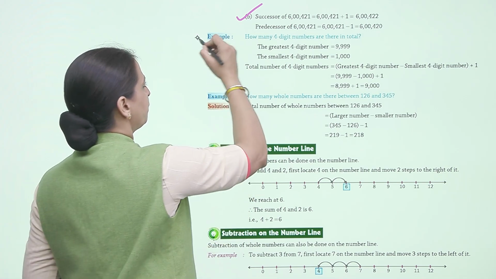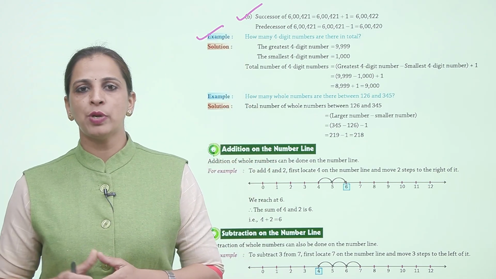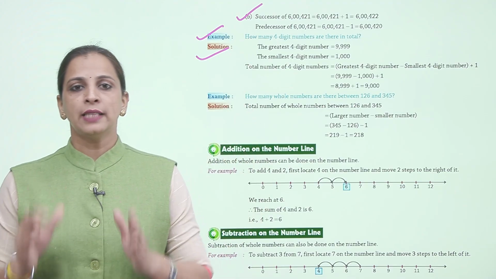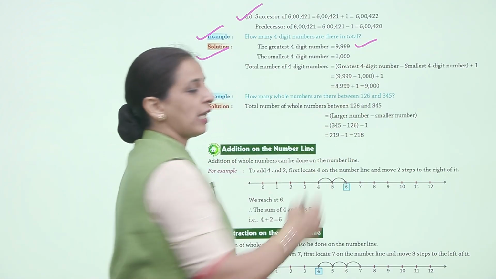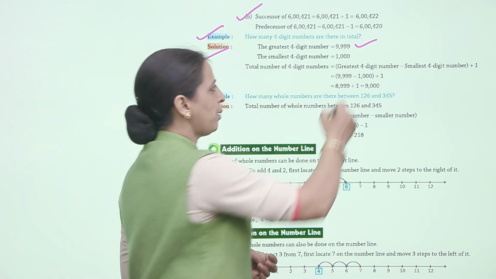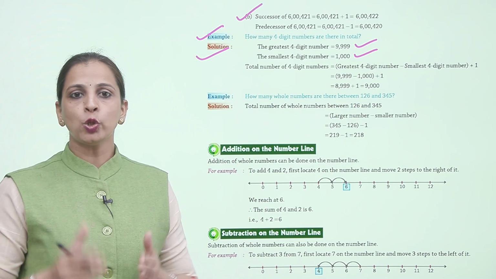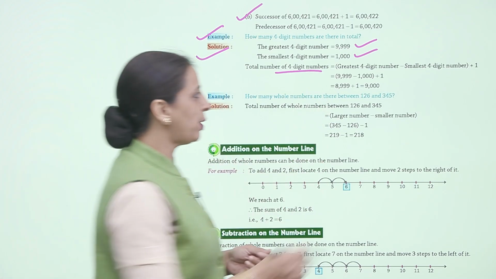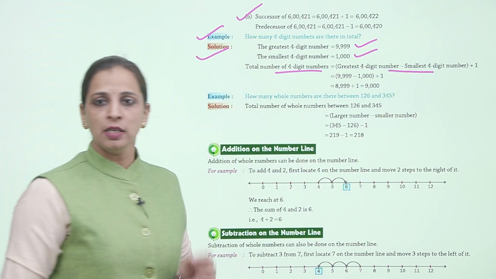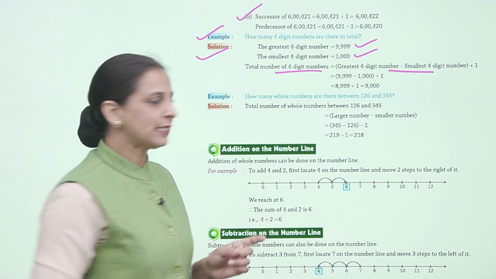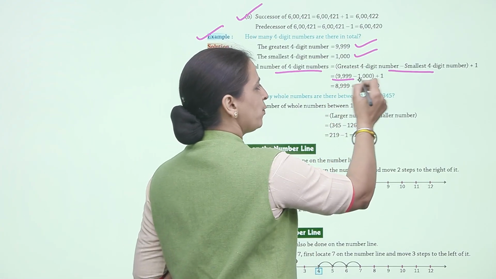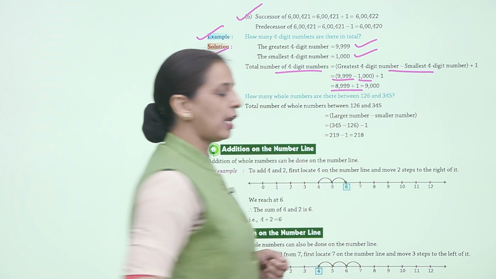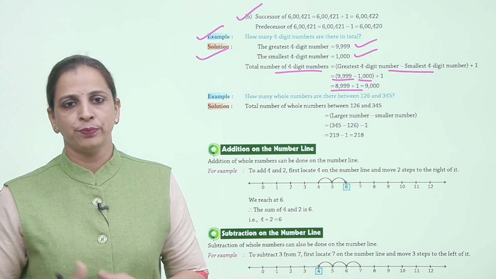Next example. How many 4-digit numbers are there in total? Solution करते हैं. 4 digits. So the greatest 4-digit number is 9999. The smallest 4-digit number is 1000. And total number of 4-digit numbers, 4 digit के टोटल कितने नंबर्स हैं? Greatest number minus smallest number plus 1. So the greatest 4-digit number minus the smallest 4-digit number plus 1, that is 8999 plus 1 is equal to 9000. Now next example.